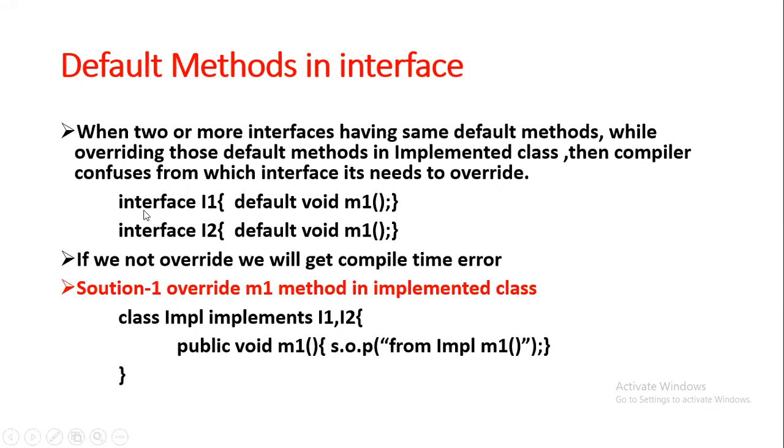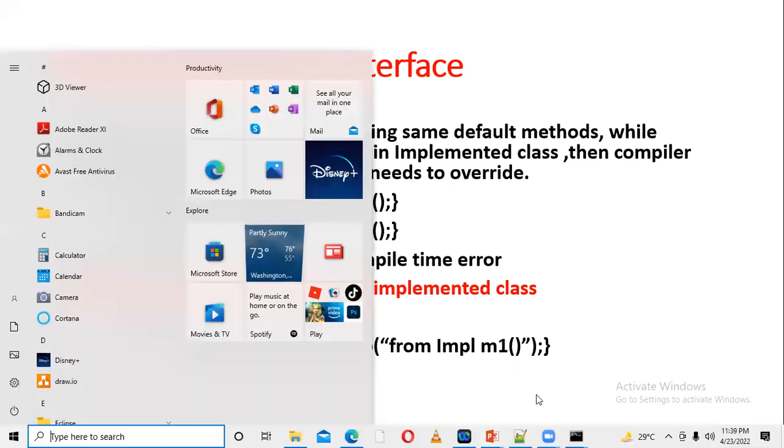So there are interface I1 and interface I2, with a default method M1 in both interfaces. If you do not override it, you will get a compile time error. We need to override it compulsorily. The solution in that situation is that we need to override. Let's check that also.